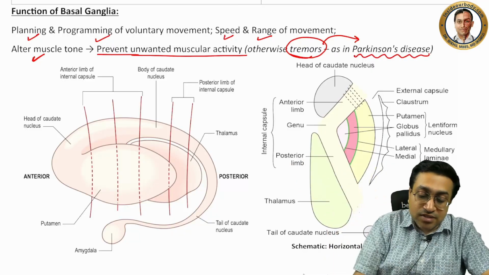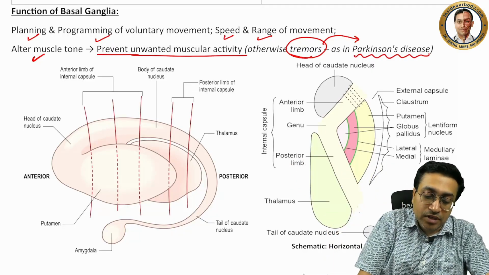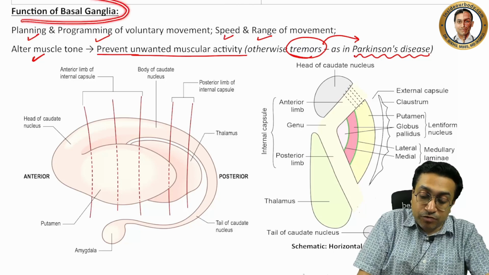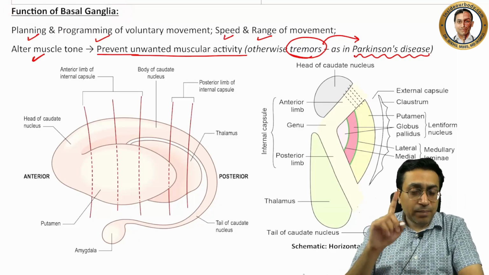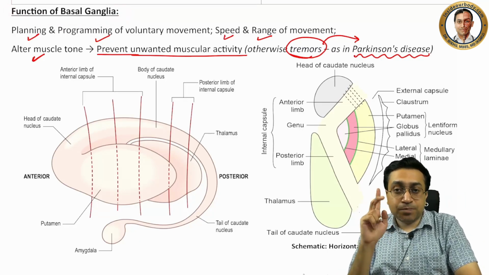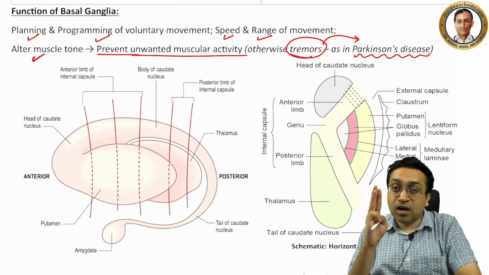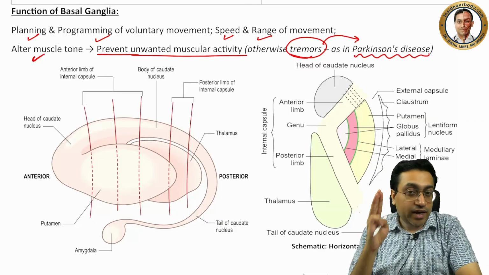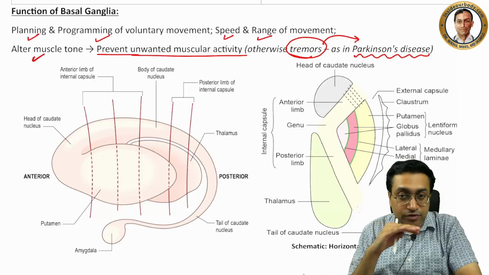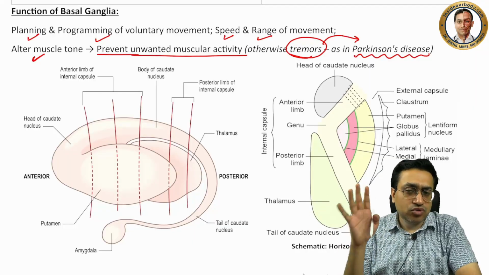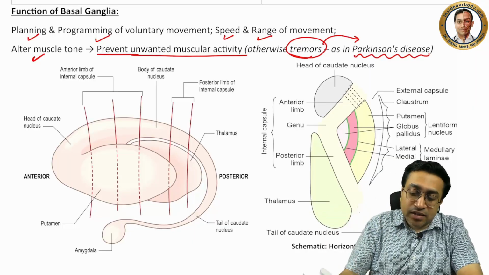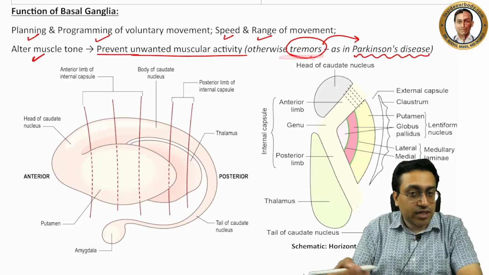So this is an example where you will remember the functions of basal ganglia: planning and programming of movement, speed and range of movement, alters the muscle tone to prevent the unwanted muscular activity. So if any of these things is distorted or not working fine, then there will be some tremors as in the case of Parkinson's disease.